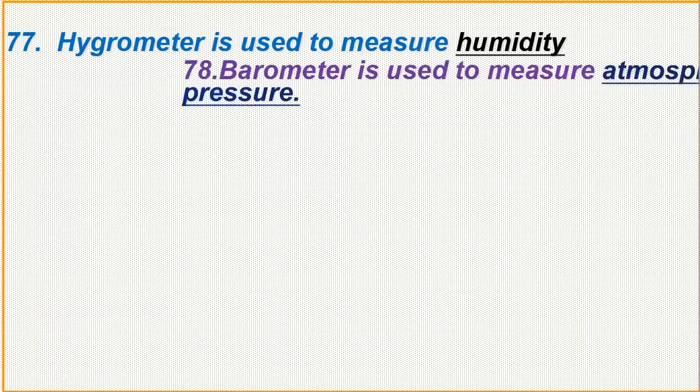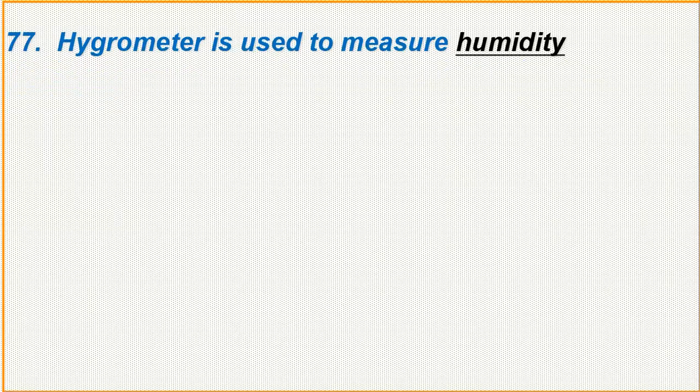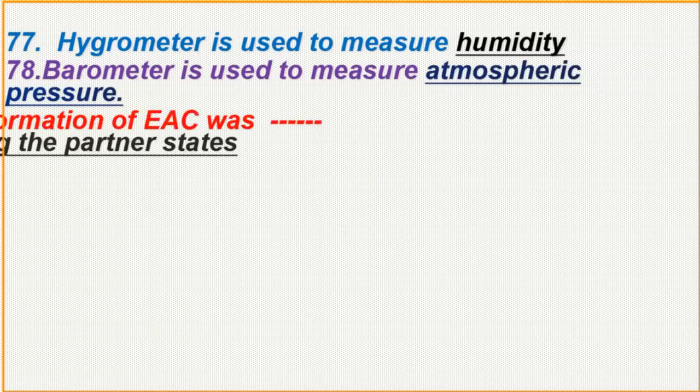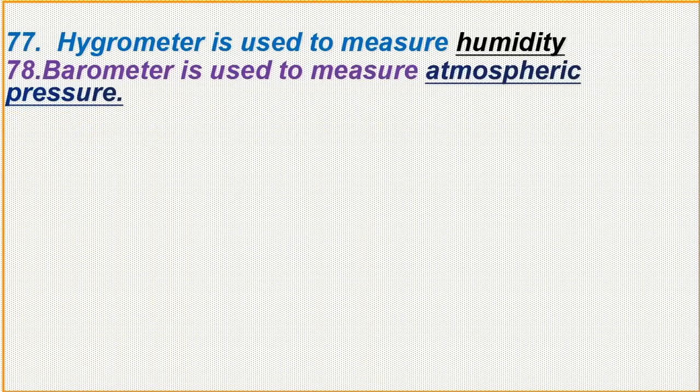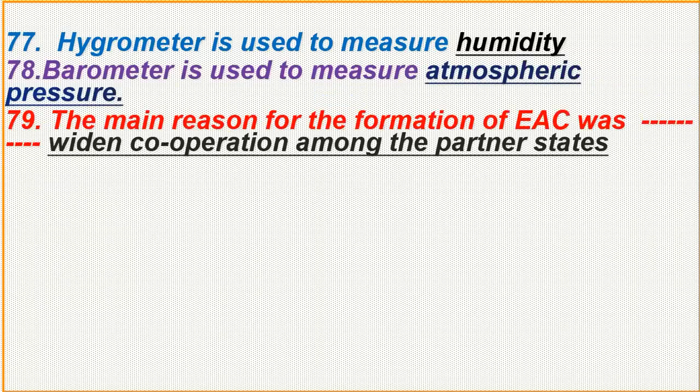Number 78. Barometer. A barometer is used to measure atmospheric pressure. Number 79. The main reason for the formation of EAC, East African Community, Jumuiya ya Afrika Mashariki, was to widen cooperation among the partner states.